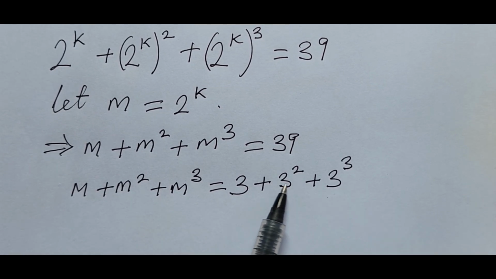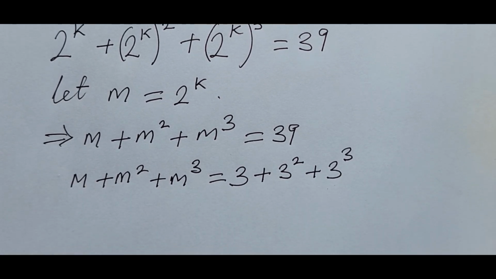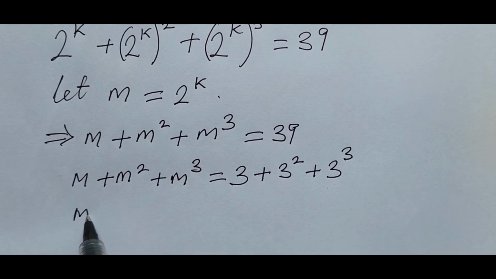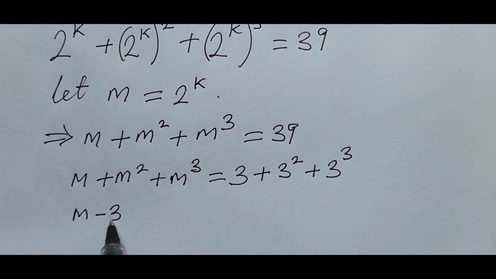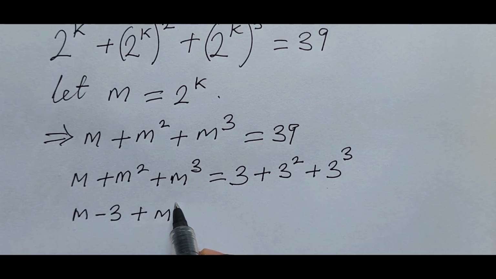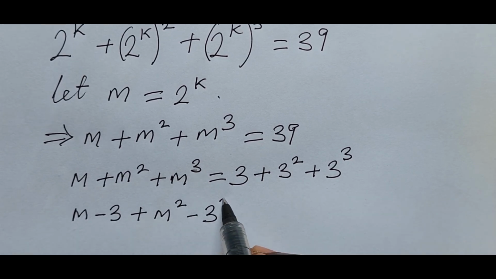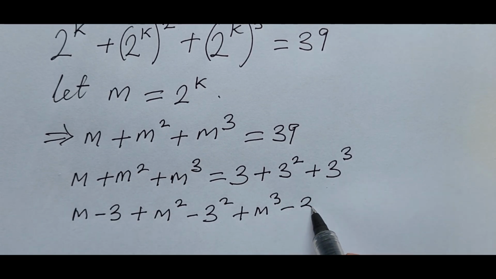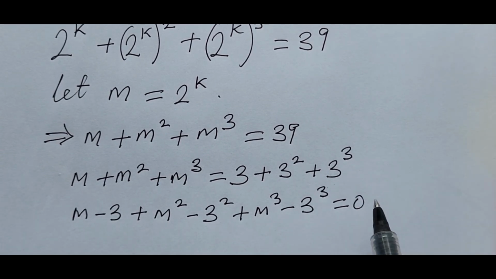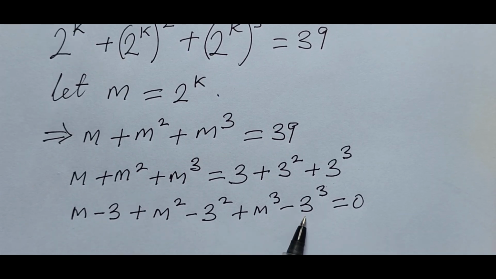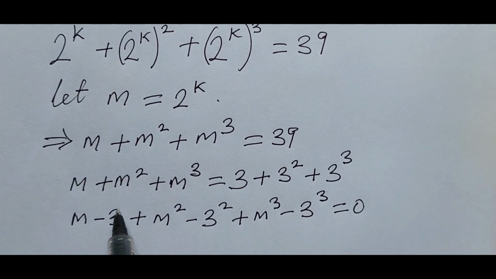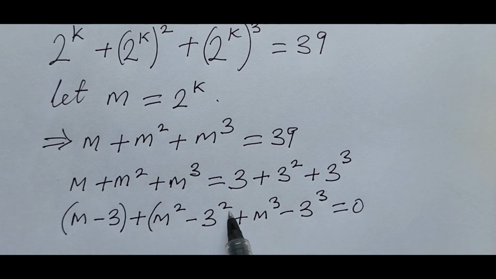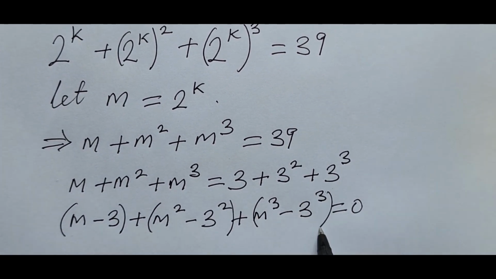We want to move this quantity to this side of this equation. So if we do that, here we are having this to the power of 1. So we marry it with this, we marry with this, we marry with this. And so this is going to give us m minus 3, plus m to the power of 2 minus 3 to the power of 2, plus m to the power of 3 minus 3 to the power of 3 equal to 0. And because we're having plus here, plus here, plus here, we can put them in bracket. So let's put this and this in bracket, this and this in bracket, this and this in bracket.